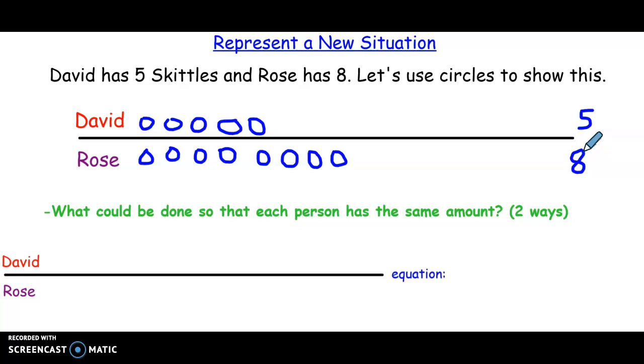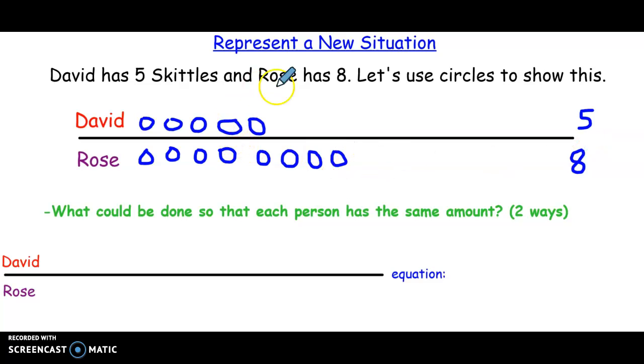Who has fewer Skittles? Yep, David has fewer Skittles. So now we want to think about what can we do so that each person has the same amount. There's 2 ways we could do this.